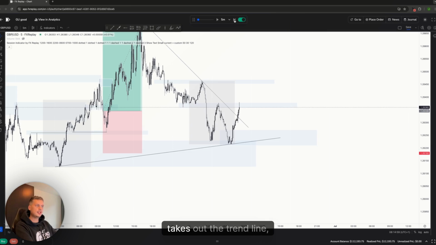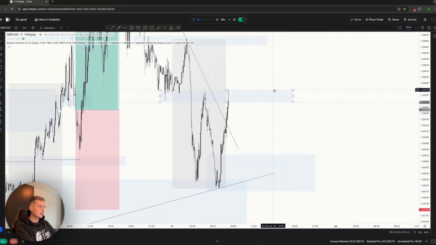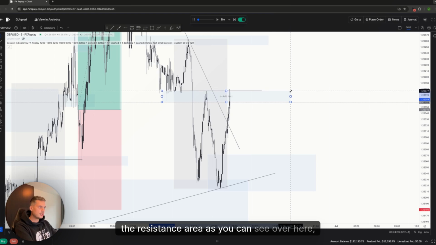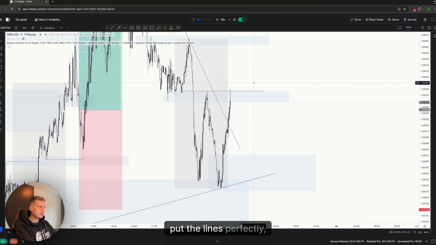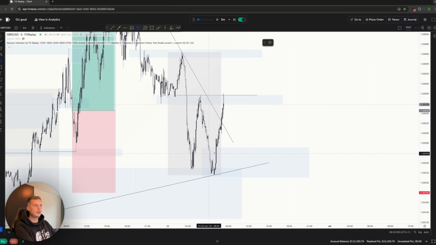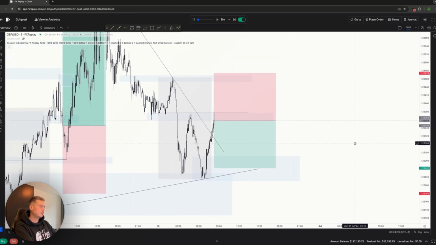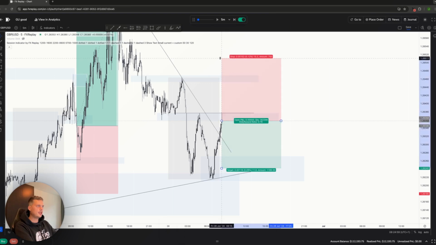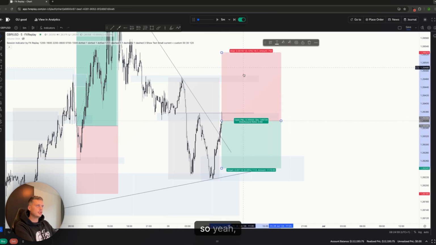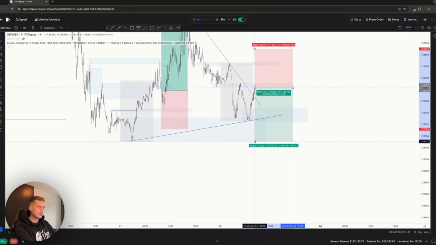Price pushes up, takes out the trend line, takes out the resistance area, as you can see over here. Let me put the lines perfectly. You can see that we have taken this out. So for me, this could already be an interesting potential entry. On live occasions, I would be entering on the sweep. Well, we're currently not live.